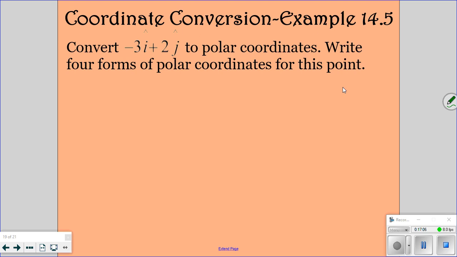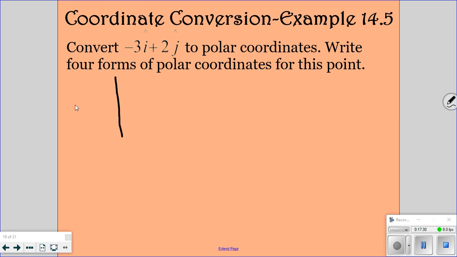So we are going to convert this to polar coordinates, and they want us to write it in all 4 forms. So we're going to do 2 examples of these, and some people get these right off, and some people have trouble with these. So feel free, as you're working through your homework, to come back and rewatch this part of the video as you're working through them and having trouble getting them right.